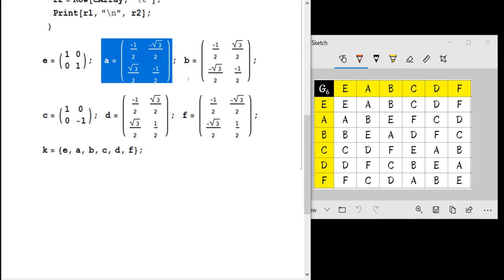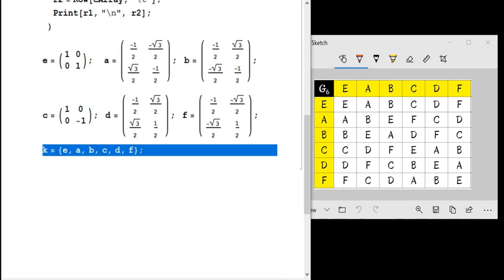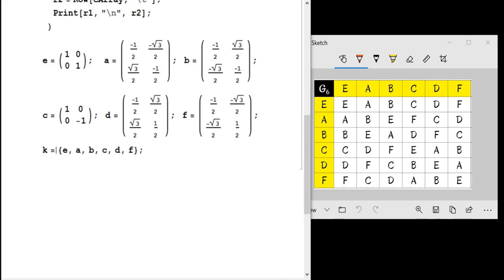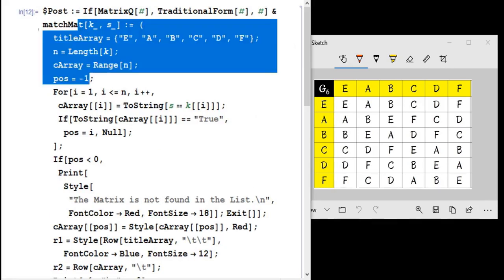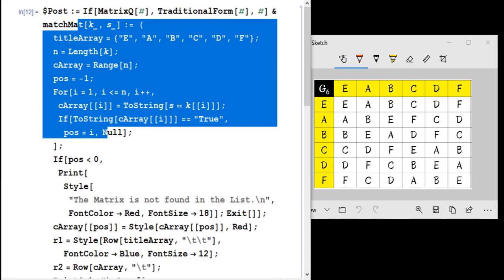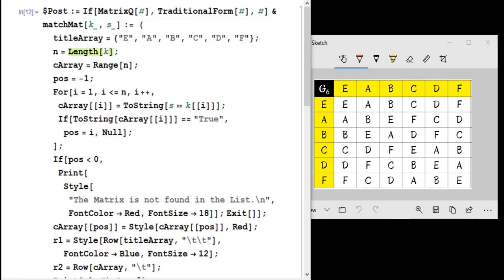And then what I have done is, I have created an array of matrices. This K is an array of matrices which contains 6 elements. All these 6 elements are our elements in the group E, A, B, C, D, F. Now I have written a little lengthy subroutine called match mat that takes 2 arguments. One K, which is actually an array of matrices that we have just defined, and S, the product of two matrices.